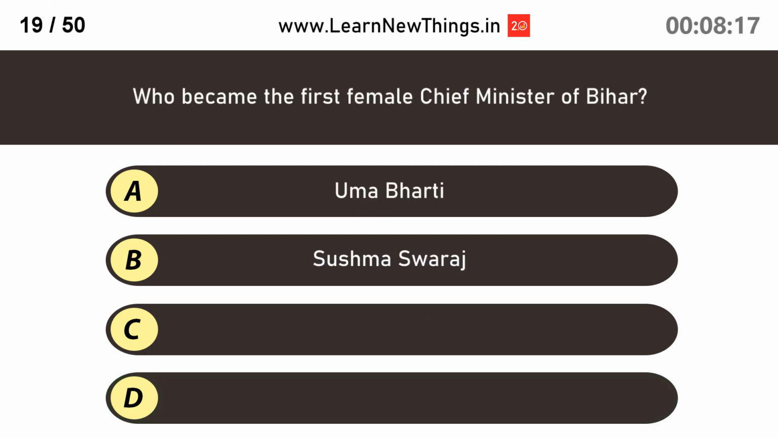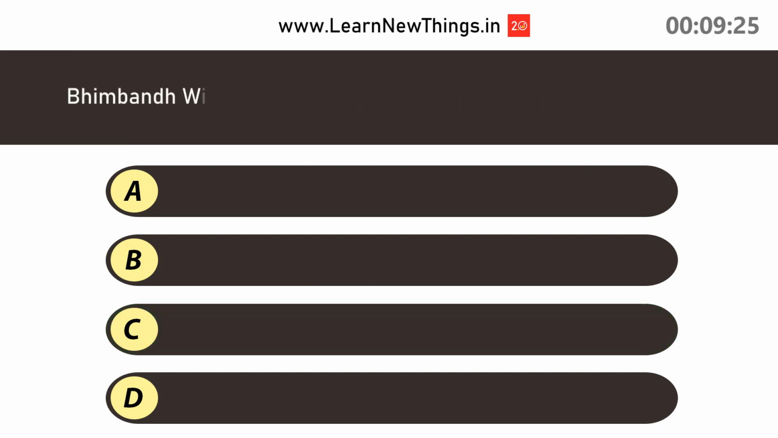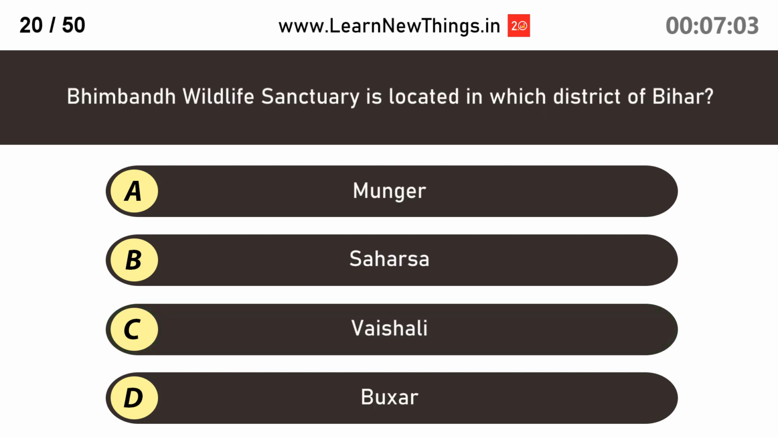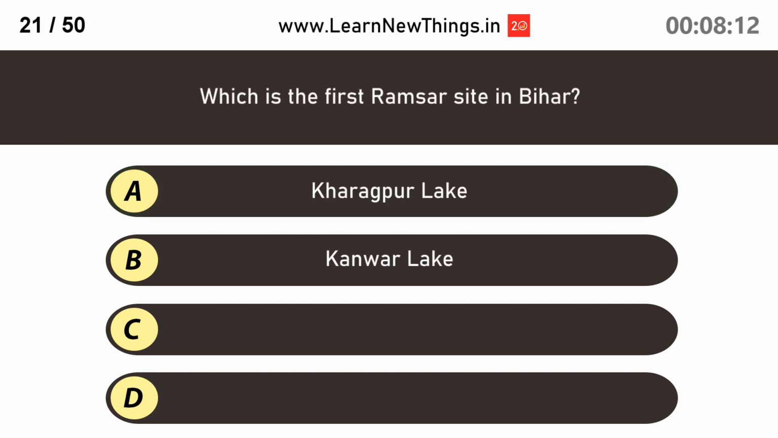Who became the first female Chief Minister of Bihar? Rabri Devi. Bhimbandh Wildlife Sanctuary is located in which district of Bihar? Munger. Which is the first Ramsar site in Bihar? Kanwar Lake.